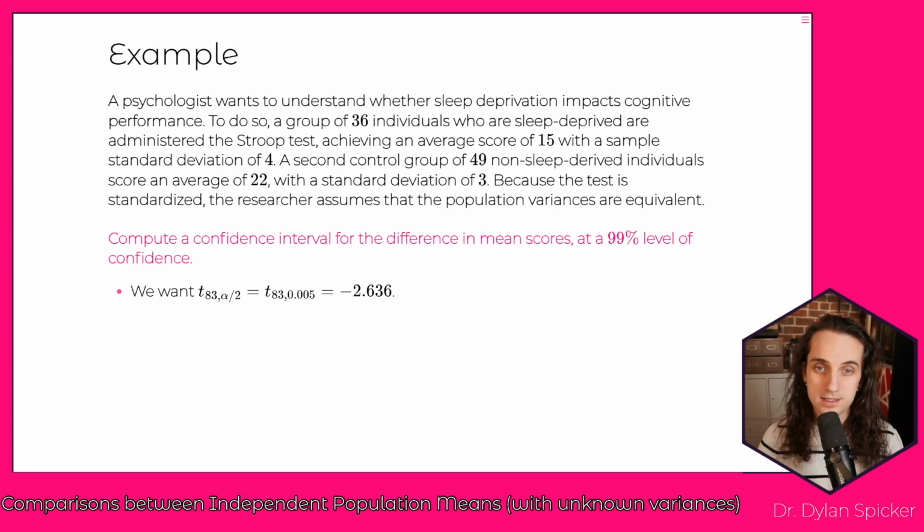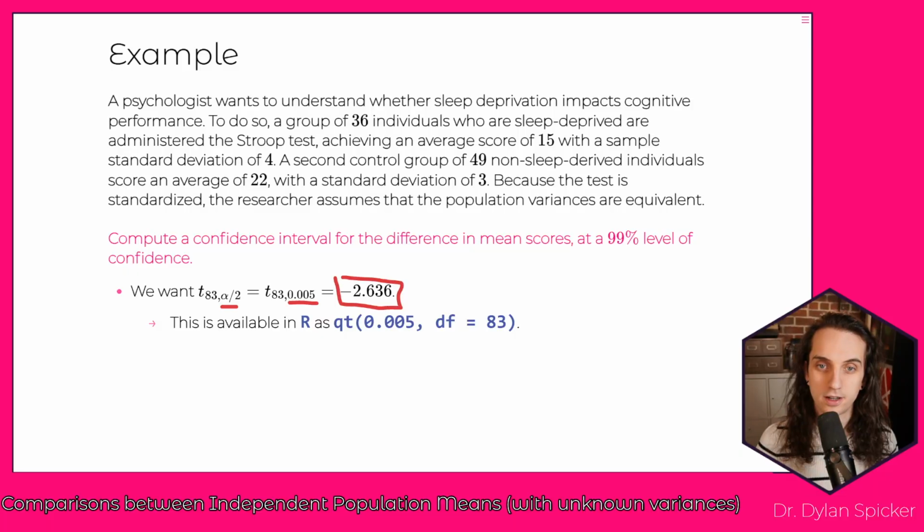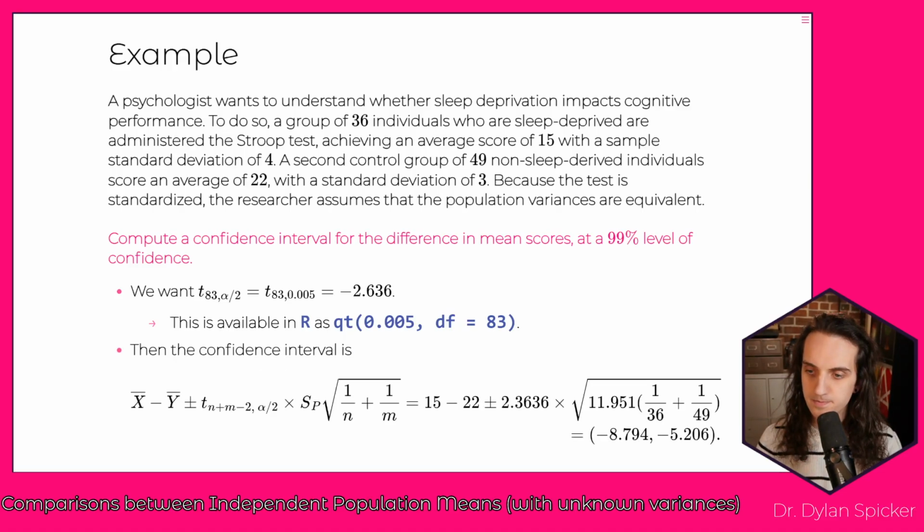Then we can work out, well, what is the critical value here? We want the 0.005 critical value because we're taking alpha over 2 and alpha is 0.01 here, right? This gives us negative 2.636. And this is going to be able to be gotten using the R function here. Right, and so with this R function, what we're thinking about is qt of 0.005, right? So our level here, degrees of freedom is 83 because we're dealing with the t83 distribution. Okay, so that's all going to give us our negative 2.636.